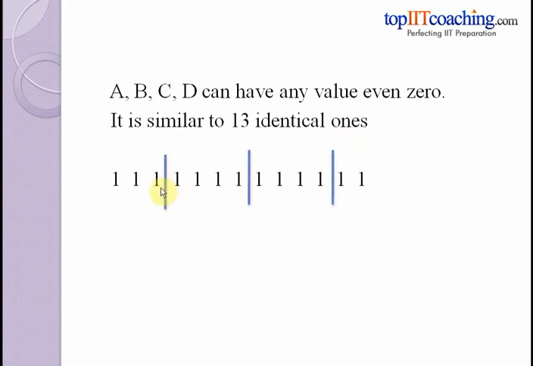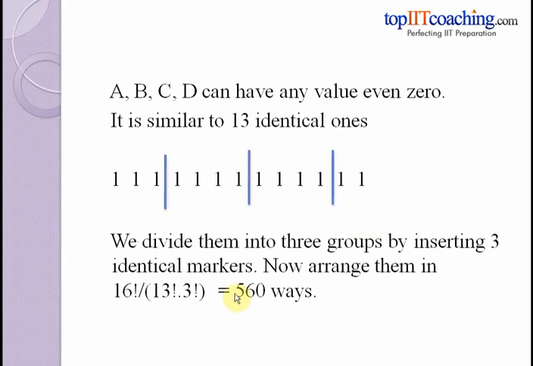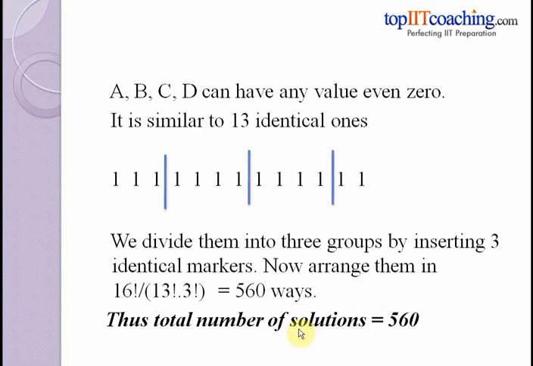So what we have done is we have inserted 3 identical markers here. Now the total number of objects becomes equal to 13 ones plus 3 identical markers, that is equal to 16. Now they have to be arranged, and that can be done in 16 factorial divided by 13 factorial into 3 factorial, and that is equal to 560 ways. Thus the total number of solutions is equal to 560, and these are the integral solutions.